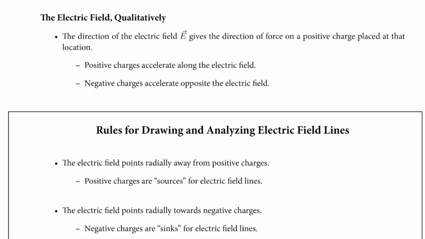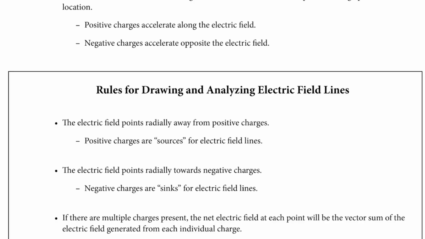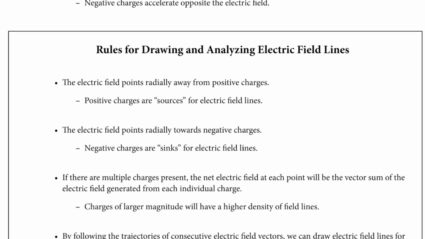So if I place a positive charge at a point, it will feel a force along the field and accelerate that way. Of course, if it's already moving, it could be going opposite the field and slowing down, but just think of the field as the direction of force on a positive charge. As a result, there are alternate ways of thinking about electric fields.